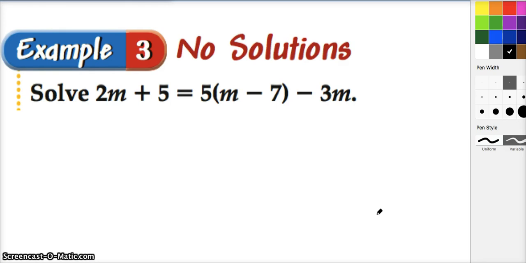Here we have a situation where there's no solution. What does that mean? You're about to find out. We're going to simplify both sides of the equation. So this side is 2m plus 5.